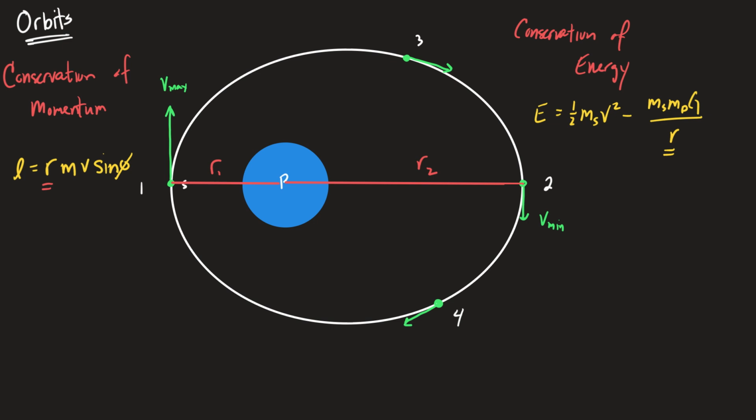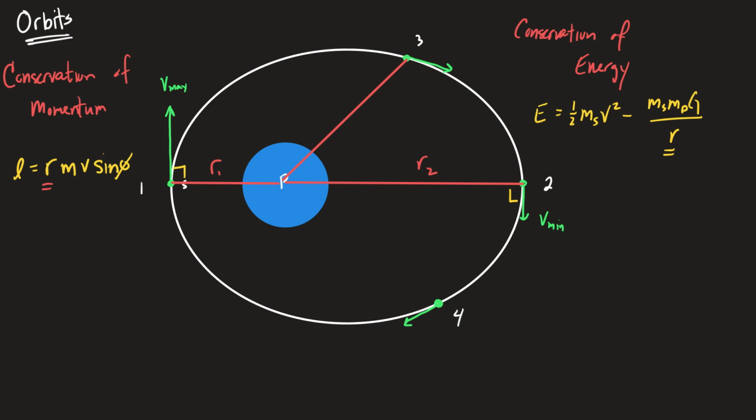Dealing with position 1 and 2 is easy because there's a right angle here between R and V, making it easy to deal with angular momentum. That doesn't exist when we start looking at 3 and 4.